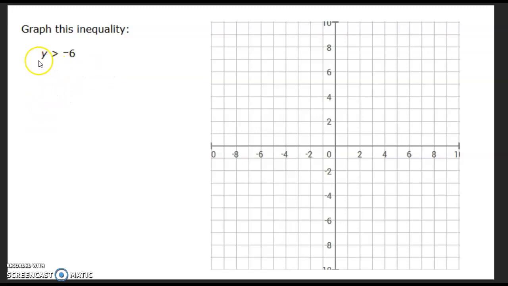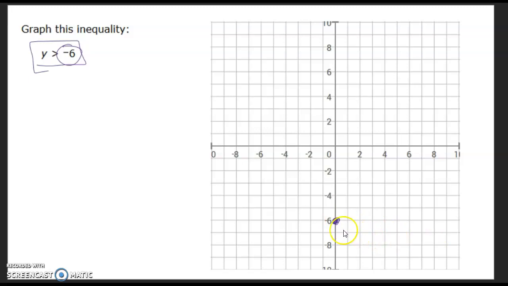When you have something like y equals -6, the thing that's missing here is our mx, which just means it's 0. But this is actually still our y-intercept. So our y-intercept here is -6. So we're going to put a dot there.